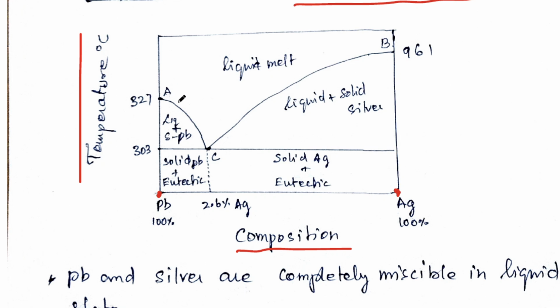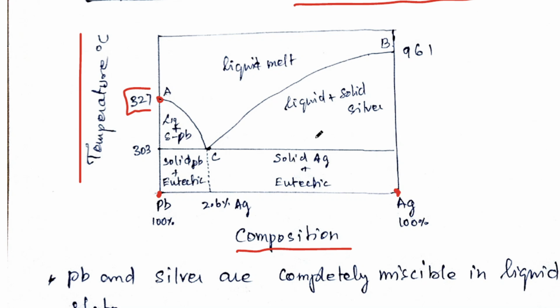Now here what we study, the temperature we study is the melting point. Now let us start. Take pure silver, 100% pure silver. The pure silver melts at 327 degree Celsius. That is, the melting point of pure lead is 327 degree Celsius, or we can also call it the freezing point. The freezing point of lead is 327 degree Celsius, and that is represented by the point A.